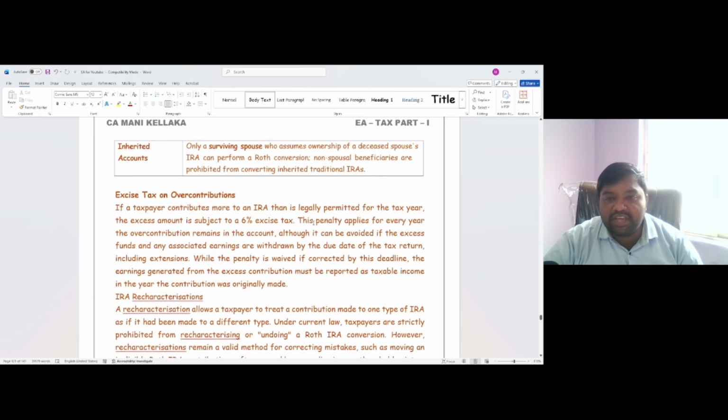The penalty applies for every year until the over-contribution remains in the account, whichever account you are asking about. Although it can be avoided if the excess funds or any associated earnings are withdrawn by the due date of the tax return. The due date we have already discussed, April 15th. While the penalty is waived if corrected by the deadline, the earnings generated from the excess contribution must be reported. So whatever earnings you are getting from this Roth IRA or traditional IRA will be reported as taxable income.